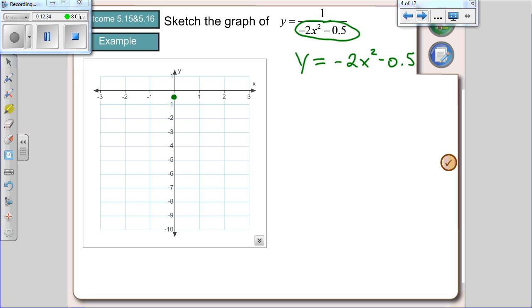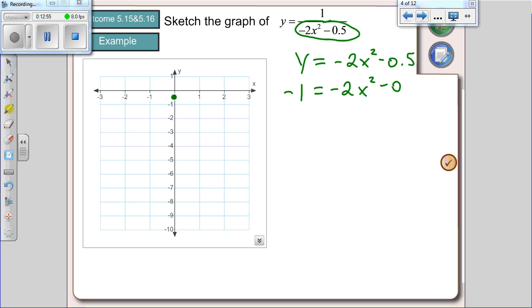Is it ever going to cross y equals positive 1? No. So don't even try to figure that one out. But we can figure out y equals negative 1. So change y to negative 1 and solve for x. And what is x? X is going to tell us how far to the left or right those invariant points are.